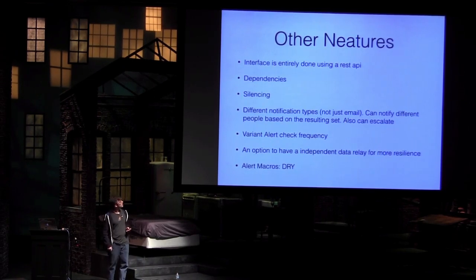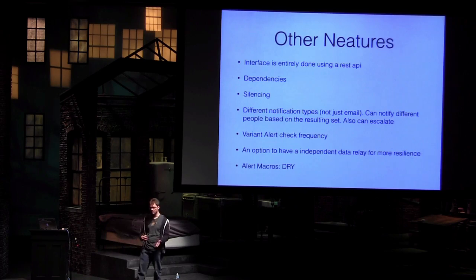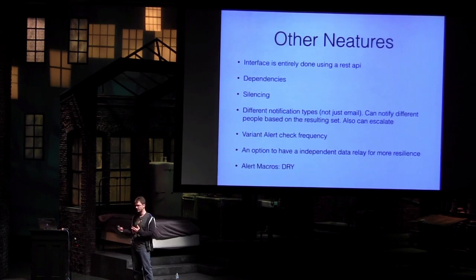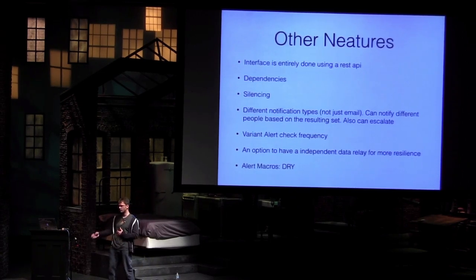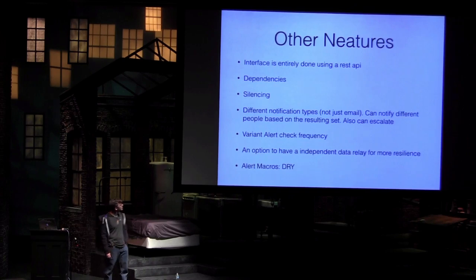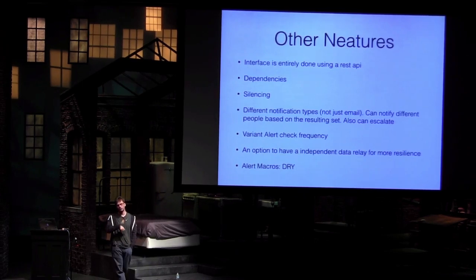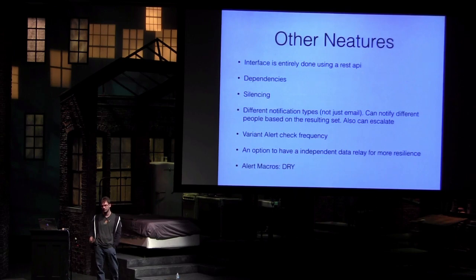And then we have silencing, which is what you do during maintenance. Different notification types, it doesn't have to be emails. We also have different ways, based on the set or other conditions, to notify the correct people based on what this thing is. So we have different routing options for these notifications. Alerts can run at different frequencies, so if you have things you want checking every minute because they're that sort of high importance thing, you can do that. If you have things that need to only run every half hour, like this space that's doing a lot of forecasting, you can do that.